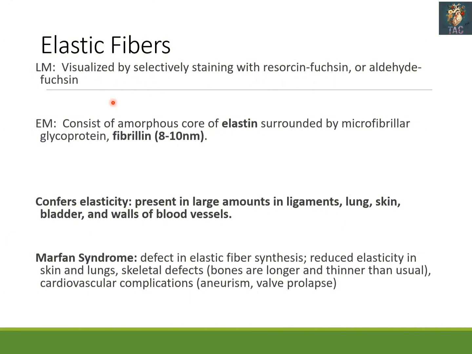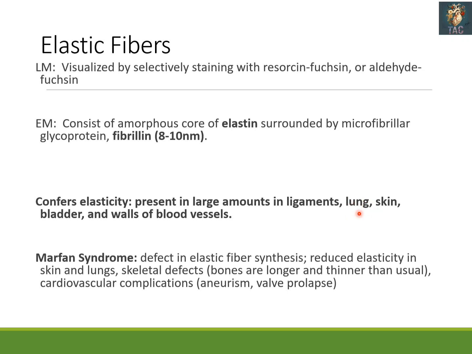So next, the third type are the elastic fibers, visualized by selective staining with resorcin fuchsin or aldehyde fuchsin. They consist of an amorphous core of elastin surrounded by a microfibrillar protein called fibrillin. This is very important. Whenever you are looking at the slide, you will see the elastic fibers in the form of an amorphous core. They confer elasticity and are present in large amounts in ligaments, also in the lung, which also has to show elasticity during the respiratory process.